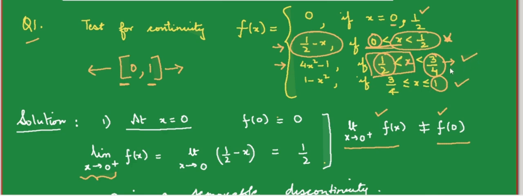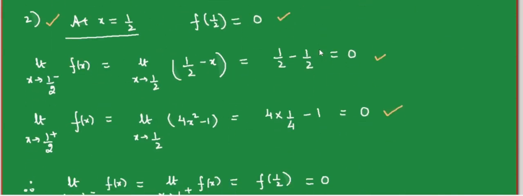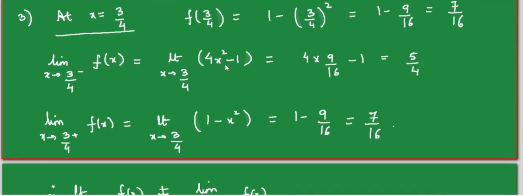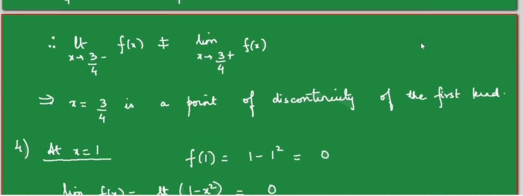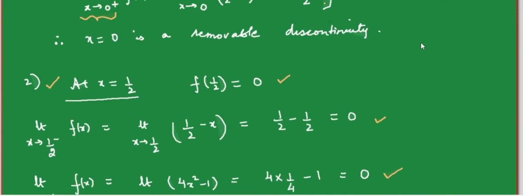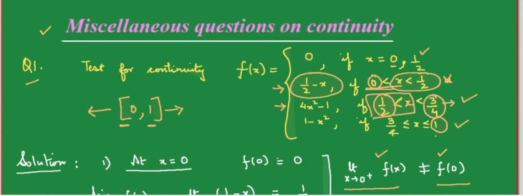So when we talk about the left hand limit, the value of f will be taken as 4x square minus 1, whereas for the right hand limit we'll be considering 1 minus x square, and putting x equal to 3 by 4, we see that the answers are not matching. The value of the function is 7 by 16, the right hand limit is also 7 by 16, but the left hand limit is not the same as the right hand limit, therefore it's a point of discontinuity of the first kind.